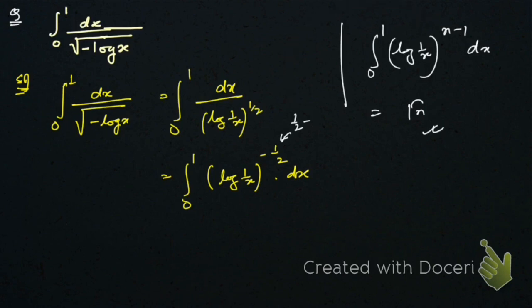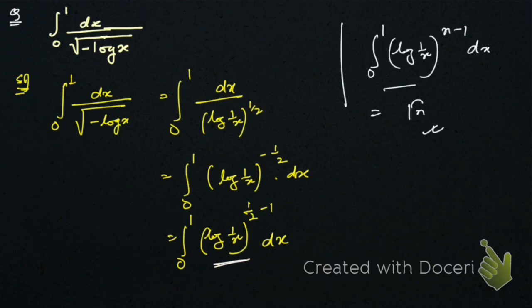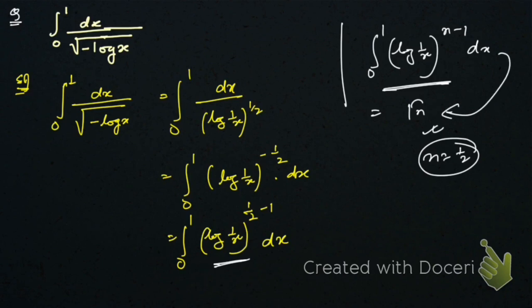So let me write one more step. We can write this as integration 0 to 1 of log of 1 by x to the power half minus 1, which again gives minus half, dx. Now compare this one with this, then you will get n is equal to half. So if n is half, this is equal to gamma n, so it's gamma half, and gamma half is nothing but square root of pi. So this is our answer.